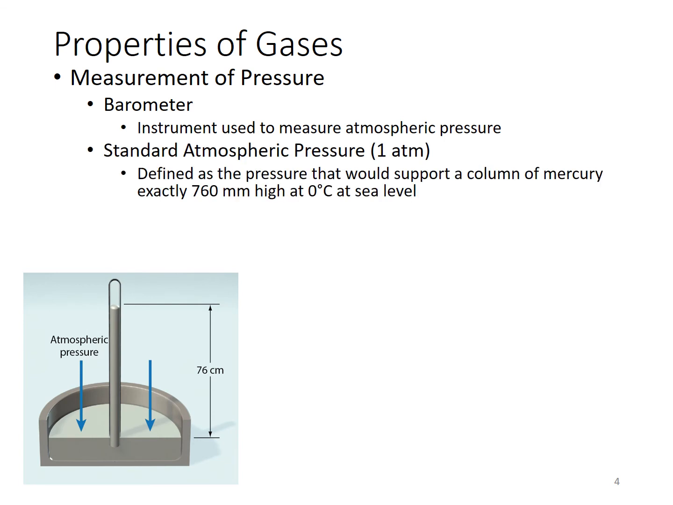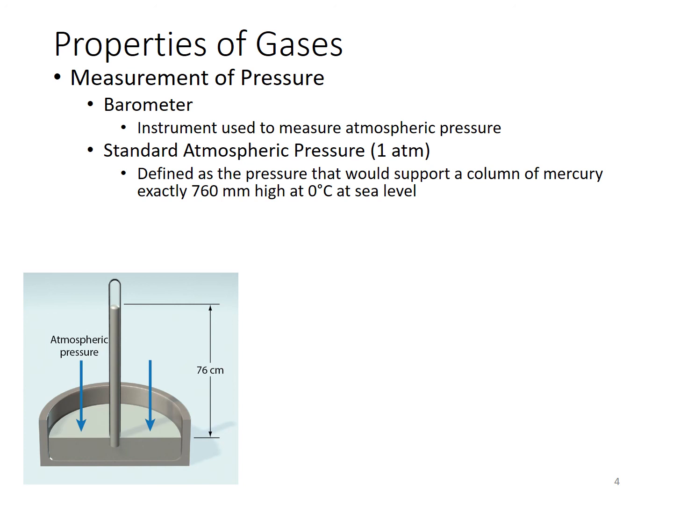So standard atmospheric pressure is 1 atmosphere, like I had said. So that is actually equivalent to 760 millimeters of mercury. So that's the pressure that would support a column of mercury that is 760 millimeters high at 0 degrees Celsius at sea level. So that's 760 millimeters, which is 76 centimeters. So that's why you're seeing that in the figure.